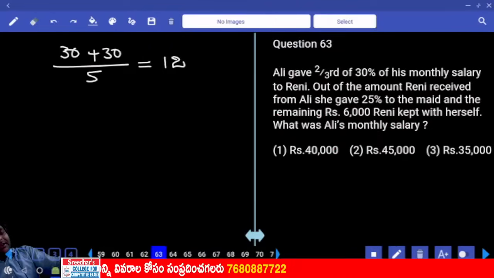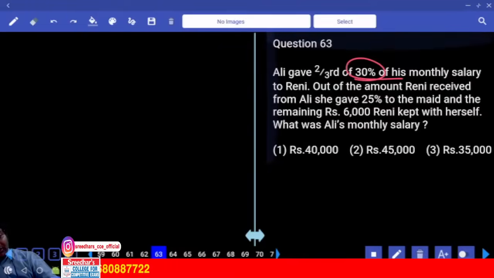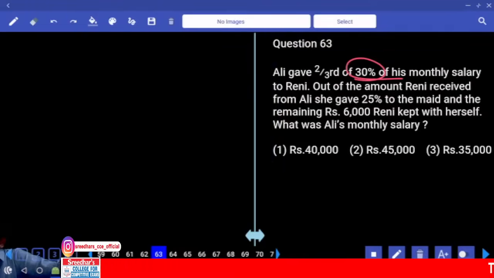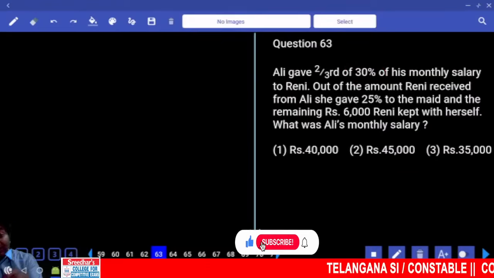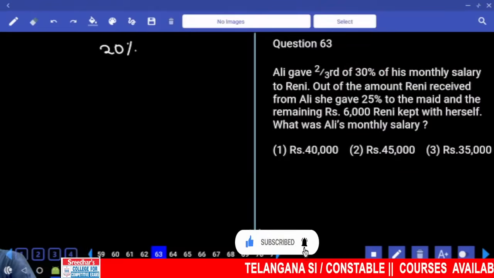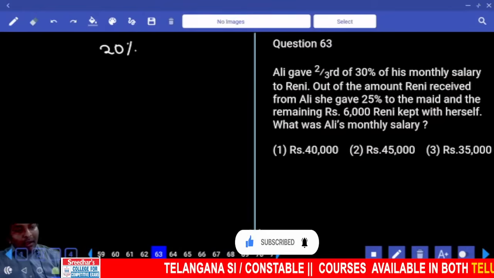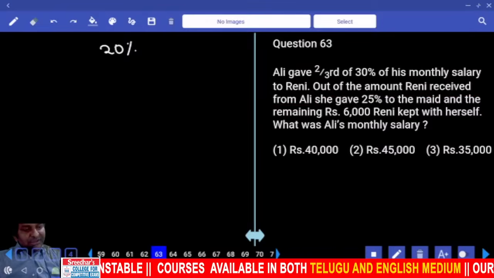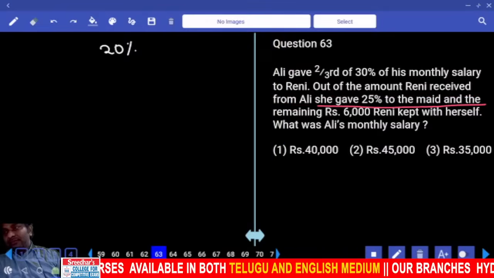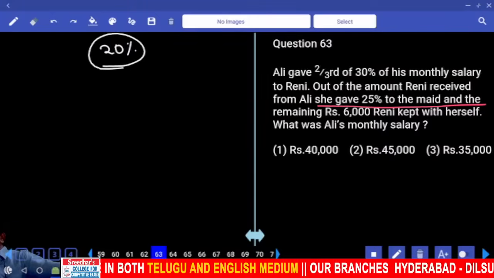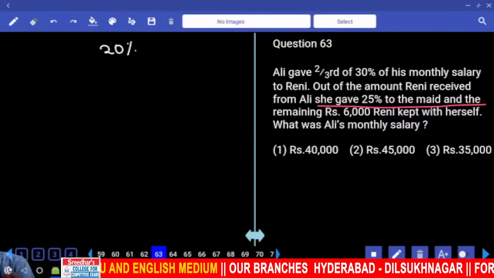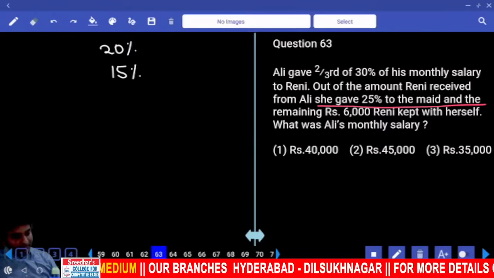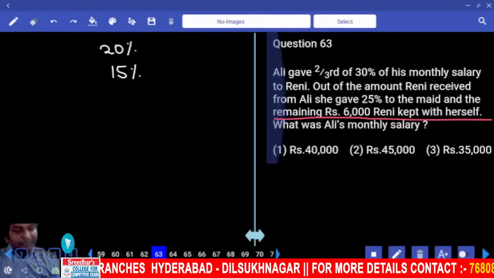Ali gave 2/3 of 30% of his monthly salary to Rainy. We already have 30%. 2/3 of it. How much? 2/3 of it. So Rainy gets 20% from Ali. Yes. Out of the amount Rainy received from Ali, which is 20%, she gave 25% to maid. 25% of this number, 5 is given to maid. How much is left now? 15%. And the remaining 6,000 Rainy kept with herself.